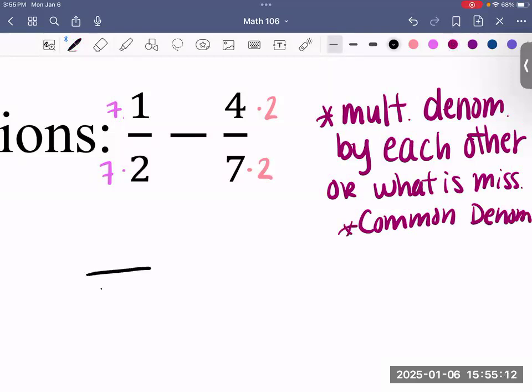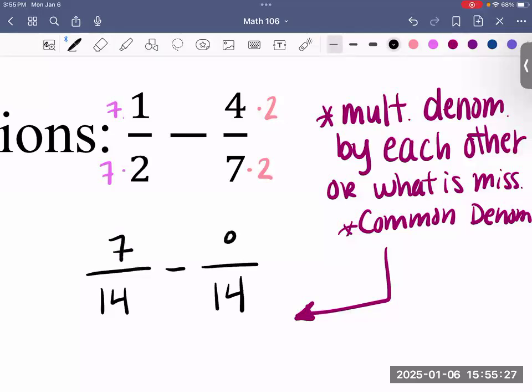So down below, we both now have a 14. So now these are common denominators. Even better, they're the least common denominator. They're the smallest denominator possible. Now in the numerator, we have 7 and we have an 8. So we can go ahead and subtract them to make a -1/14. So that's how we can do it.